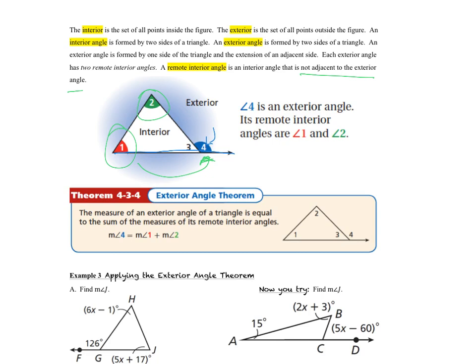Okay, exterior angle theorem. This seems to be one of those theorems that everyone tends to forget, and there are other ways to do it, but what you need to know is that this outside angle, measure of angle 4, is equal to the measure of angle 1 plus the measure of angle 2.